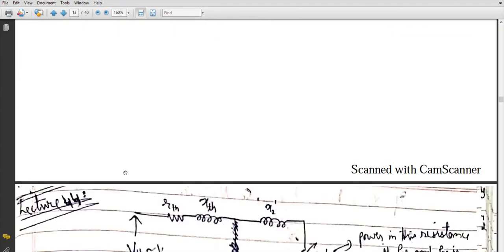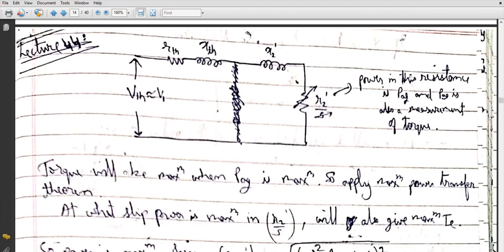But since you have already studied circuit analysis and various theorems like the maximum power transfer theorem, you can apply that theorem to find the maximum torque. How? See, this was the equivalent circuit we developed, Thevenin's equivalent circuit, VTH, RTH, XTH. This was the rotor structure, X2 dash, and then R2 dash divided by S. The power in this resistance R2 dash by S is nothing but PAG, the air gap power.